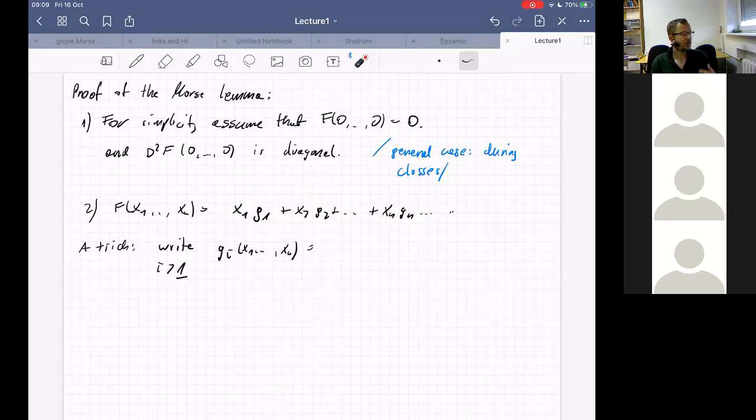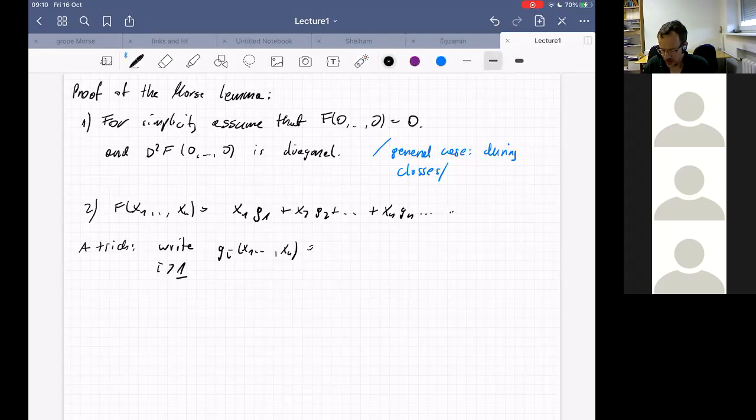This is a proof that is a bit lazy, but it's more transparent than some of the proofs that you can find in the literature. Its drawback is that it uses C3. So you really need to have the function f being C3 smooth. So it's not totally classical.